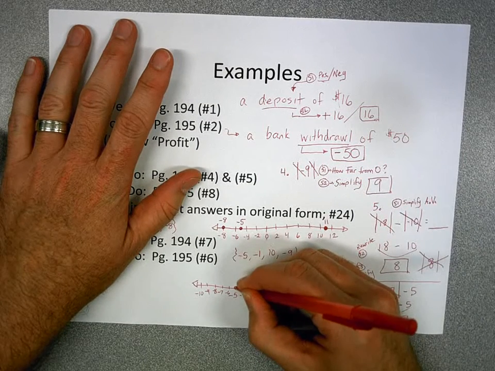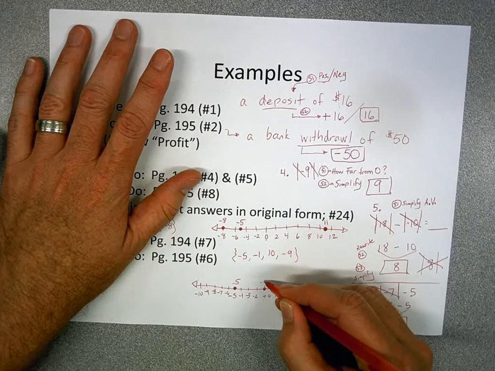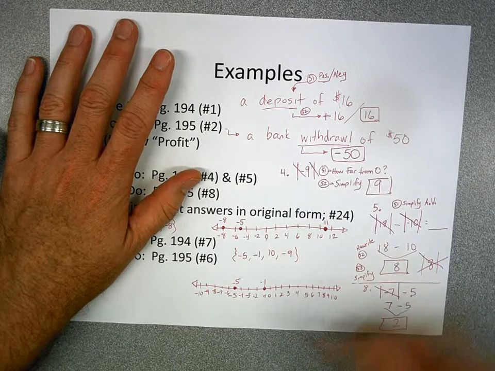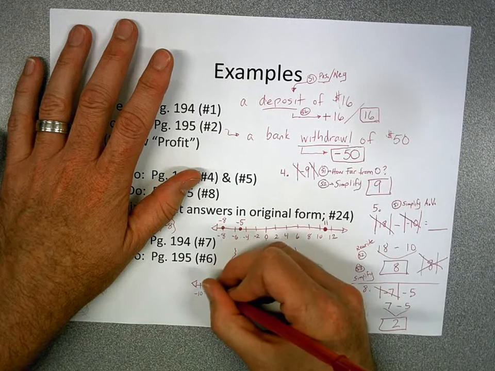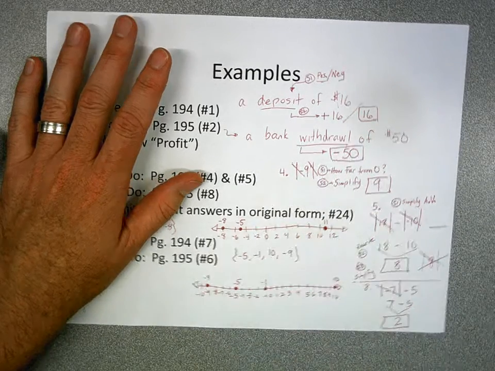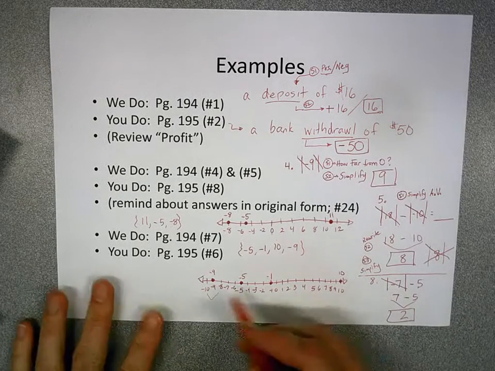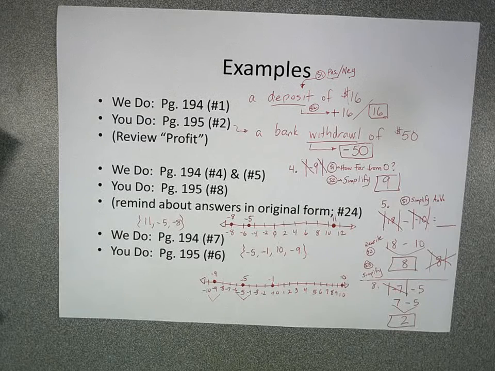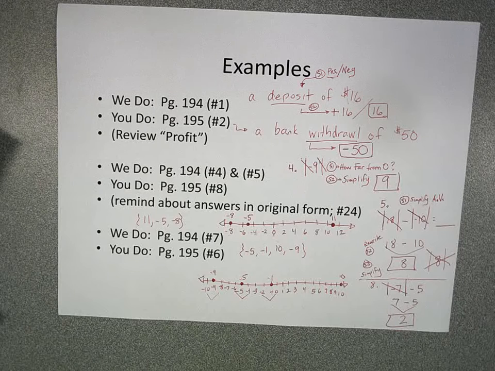So -5 is here. -1, of course, is here. All negatives are to the left of 0. +10, I need to make sure I come over to the +10 to the right of 0. And -9's back to the negative side. Put a dot in the right spot. -9's halfway between -8 and -10. -5 is halfway between -6 and -4. -1 is halfway between -2 and 0. And of course 10, even in your book, is right on the 10. All right, and that is the lesson on integers and absolute value.